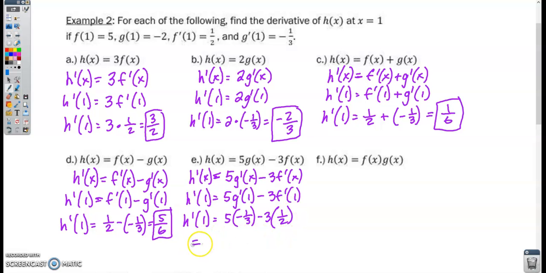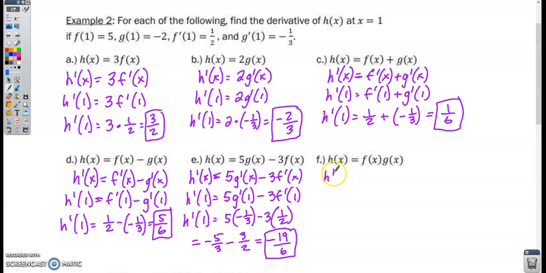And so this turns into -5/3 minus 3/2, which is, let's see, that's -10/6 minus 9/6, -19/6. All right, and part F.